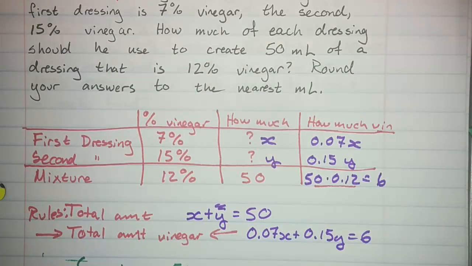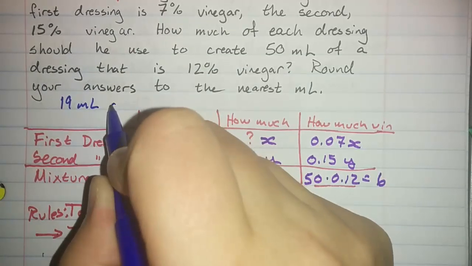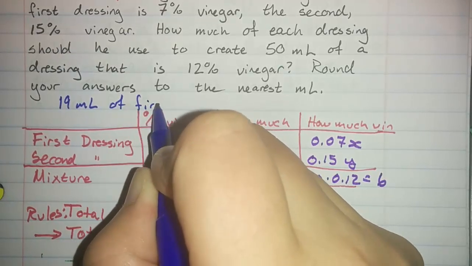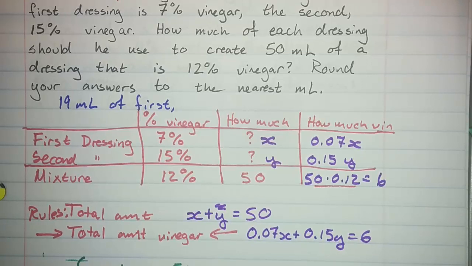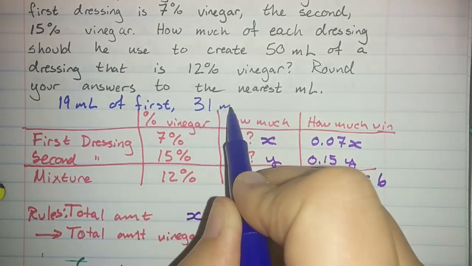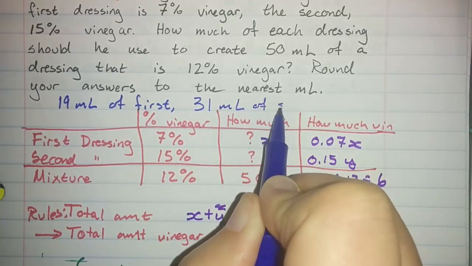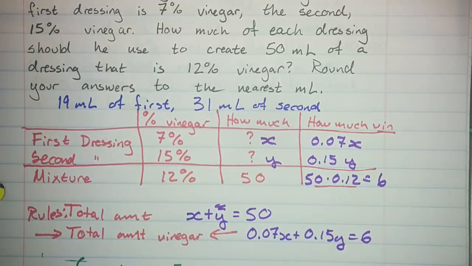Okay, so I got x equals 18.75. To the nearest milliliter, I want 19 milliliters of the first dressing. I got y equals 31.25. To the nearest milliliter, I want 31 milliliters of the second dressing. Do those make sense?